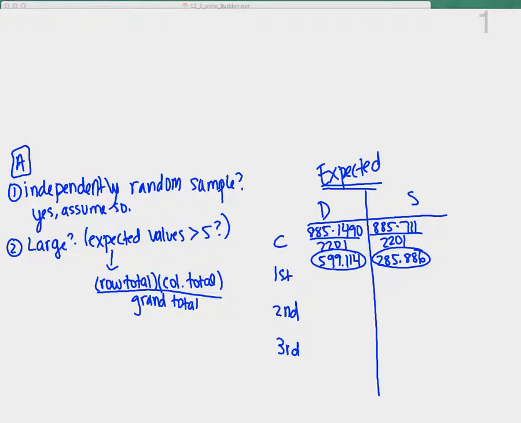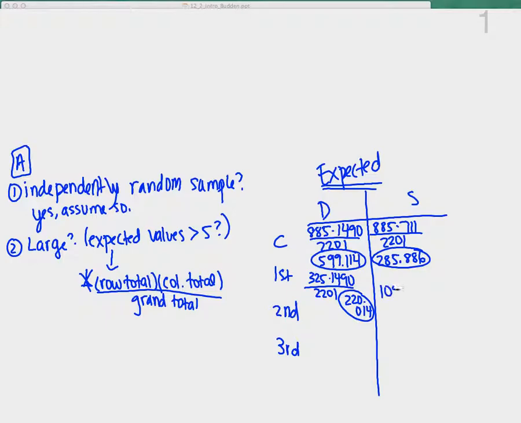First class that died, the row total is 325. Column total is 1,490 over my 2,201. This ends up being 220.014. I don't care that you do all 8. If you do 2 or 3, that's fine. So show me the formula, do 2 or 3 of them with the substitution, and then just calculate the rest.